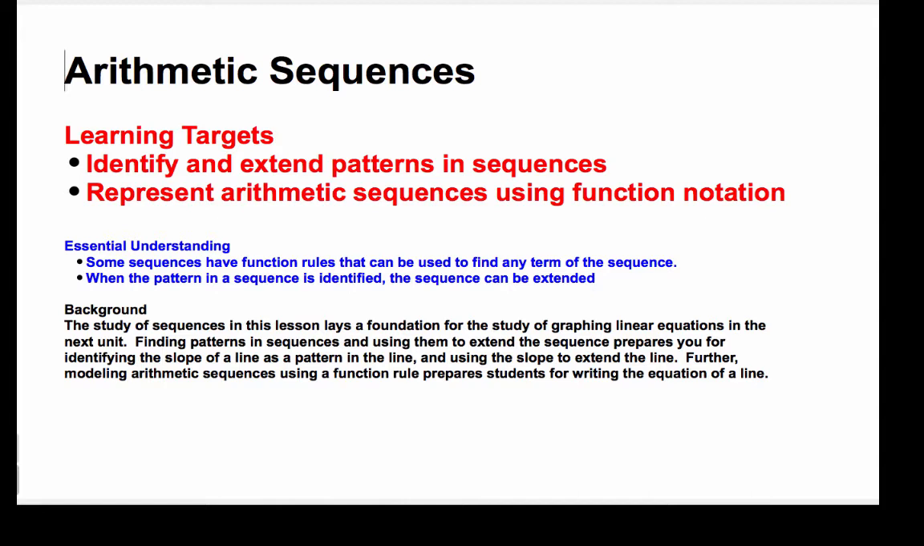Some background for the lesson. The study of sequences in this lesson lays a foundation for the study of graphing linear equations in the next unit. Finding patterns in sequences and using them to extend the sequence prepares you for identifying the slope of a line as a pattern in the line and using the slope to extend the line. Further, modeling arithmetic sequences using a function rule prepares students for writing the equation of a line.